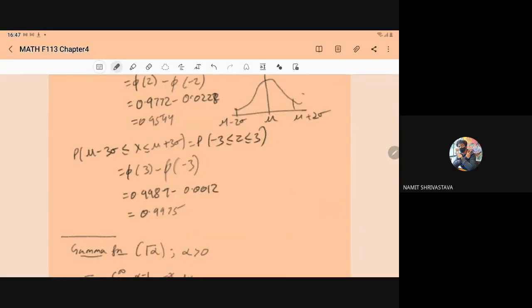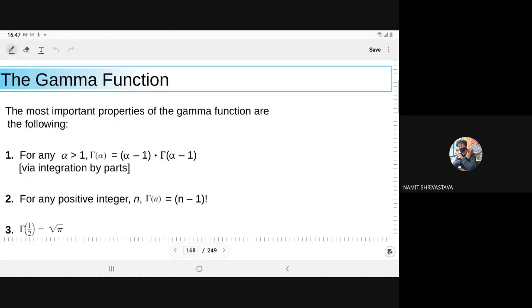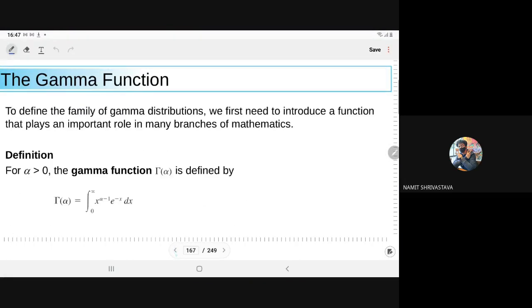Can you show the previous slide? Pardon? Can you show the previous slide, the first slide for the gamma function? This one.